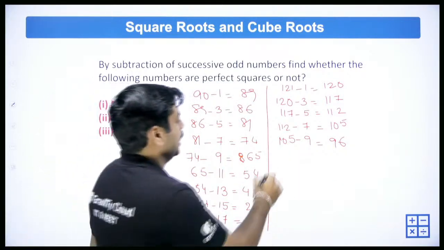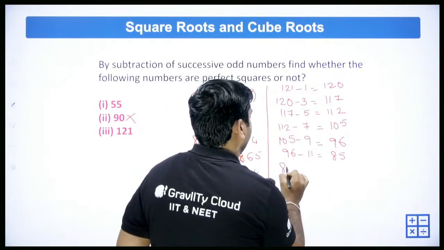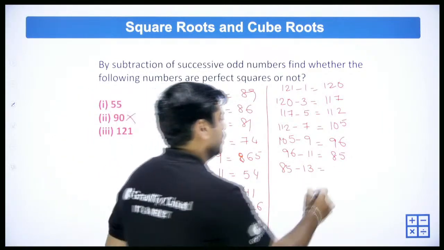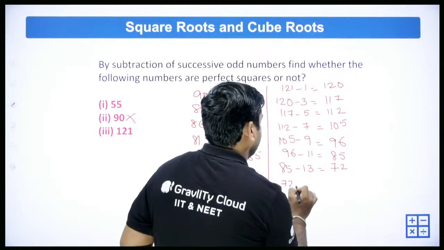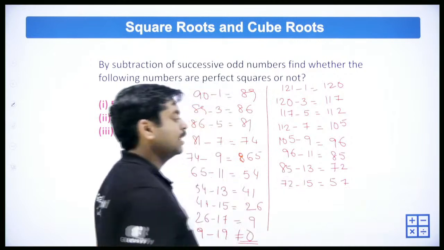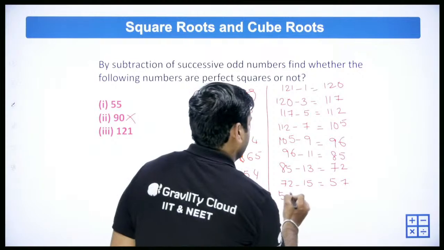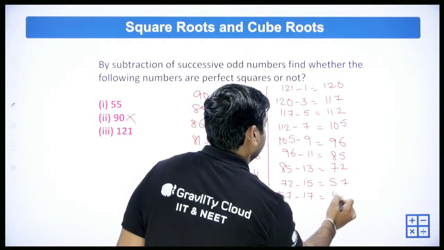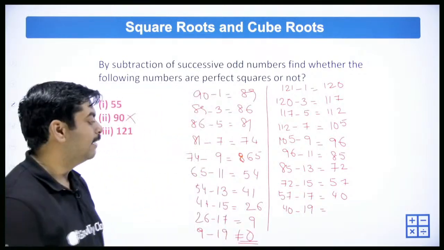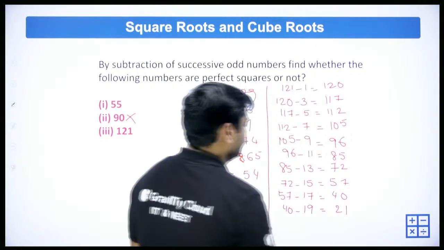96 minus 11 will give you 85. And 85 minus 13 will give you 72. Right? 72 minus 15 gives 57. Once again, please check that. It is 57. 57 minus the next number, 17, will give you 40. 40 minus 19 will give you 21.